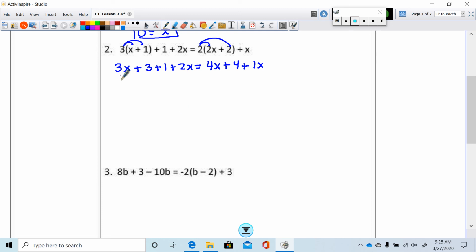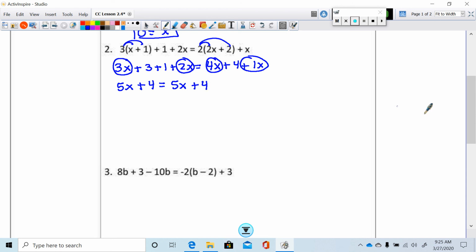Okay, just in front of the equal sign, I can put some things together. So I've got a total of 5 x's in front of the equal sign. And then I know that 3 plus 1 is a positive 4. Now I'm going to look after the equal sign because there's some things I can put together after the equal sign. I know I have 5 x's plus 4.